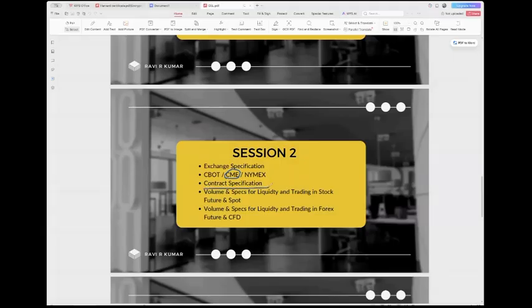Did you understand the contract? Yes or no? If no, type no. If yes, type yes. Did you understand the contract and did you understand the volume, which stock we have to trade? How to understand the volume means which one is a tradable contract and which one is not. Thank you. So the same will remain for forex.